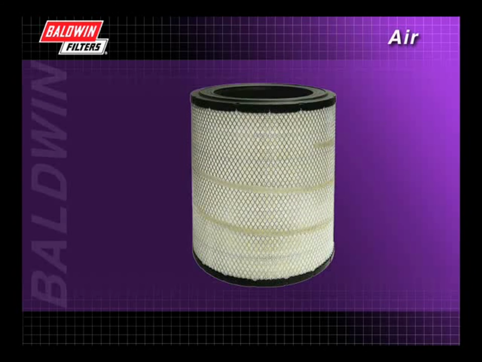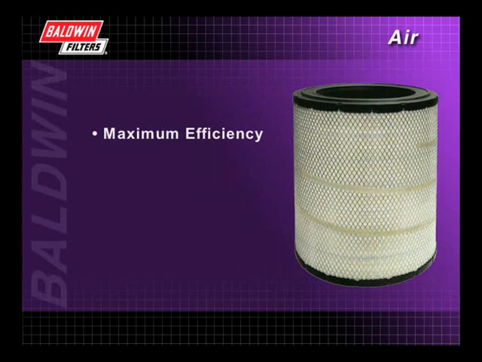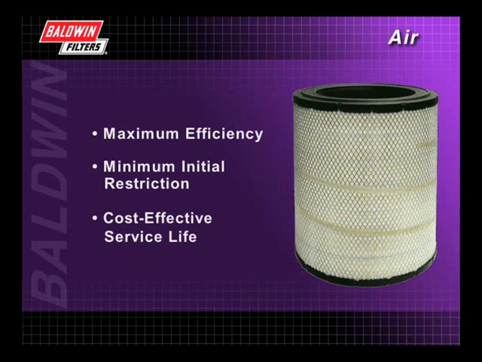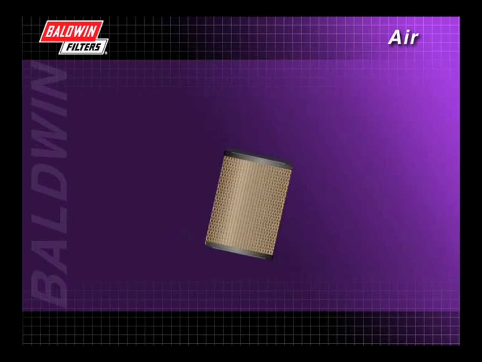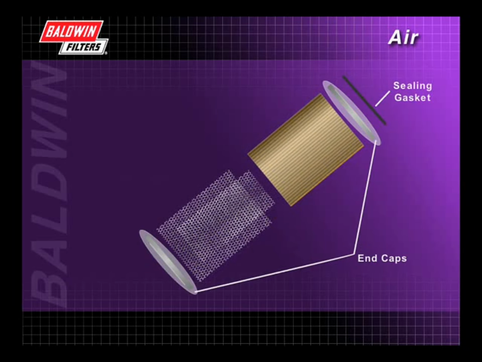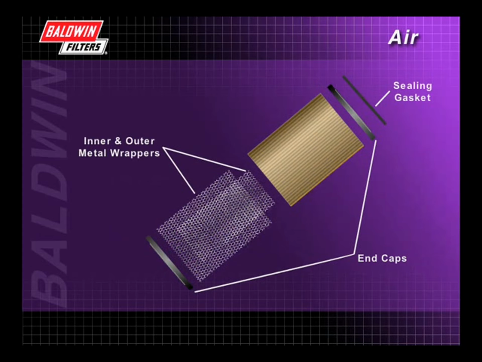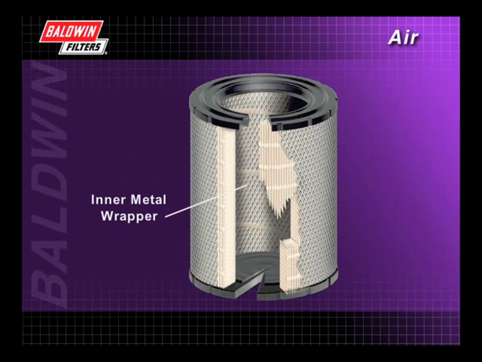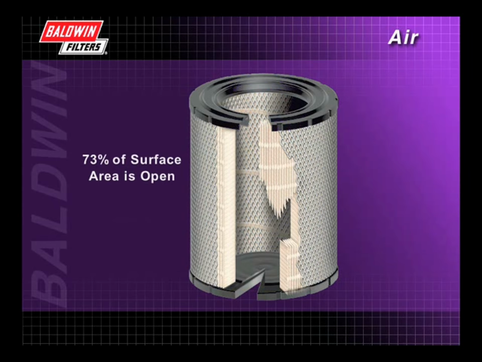Every Baldwin air filter is designed to have an efficient balance of 3 important characteristics: maximum efficiency, minimum initial restriction, and cost-effective service life. The primary components of a typical heavy-duty filter are the sealing gasket, the end caps or molded ends, the inner and outer metal wrappers, and the media. The inner and outer metal wrappers protect the filter media and provide structural strength for the completed filter. At least 73% of the surface area of all Baldwin metal wrappers are open, allowing minimal airflow restriction.